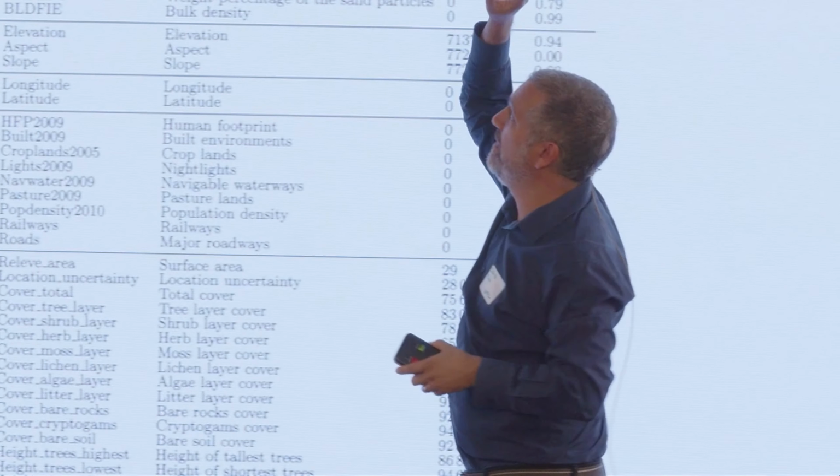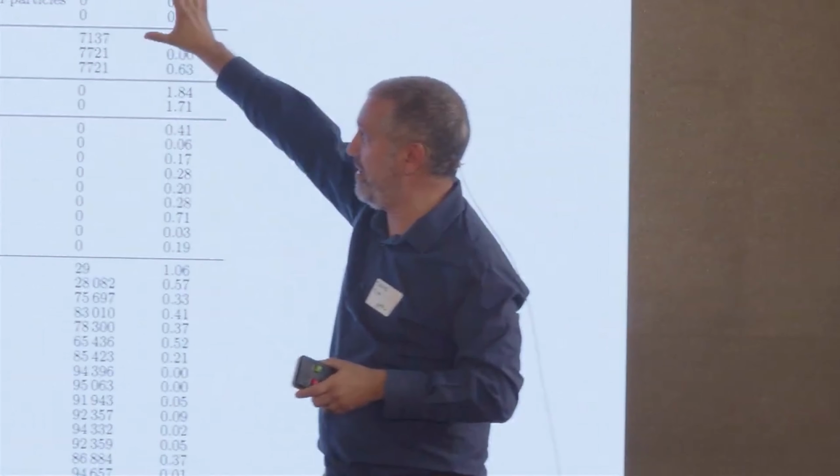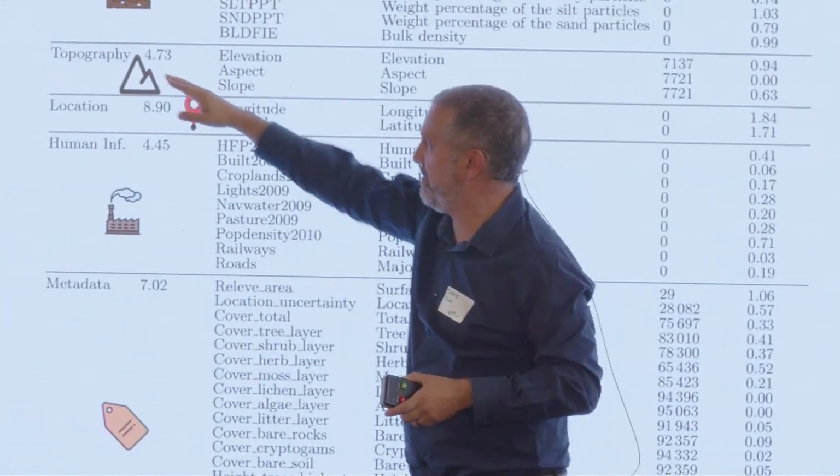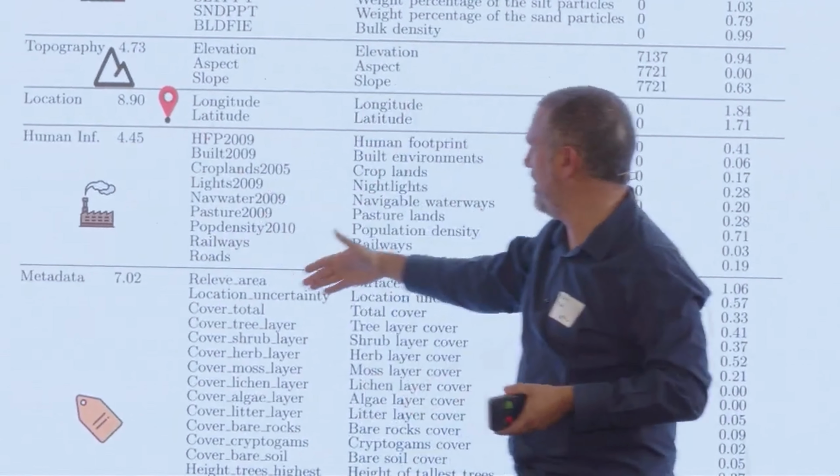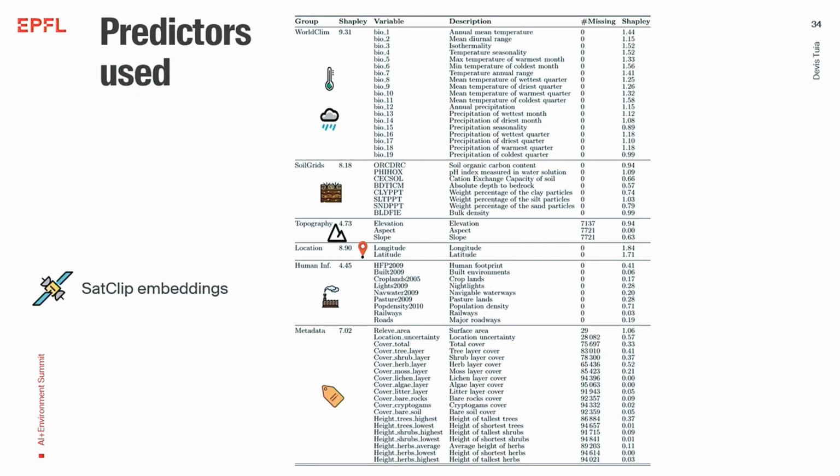So we have some climate data, some soil ones from SoilGrids, topography, location, longitude, latitude. Something on human influence is taken from OpenStreetMap, a bunch of things, and then the metadata. And some SatCLIP embeddings. SatCLIP is some satellite embeddings.